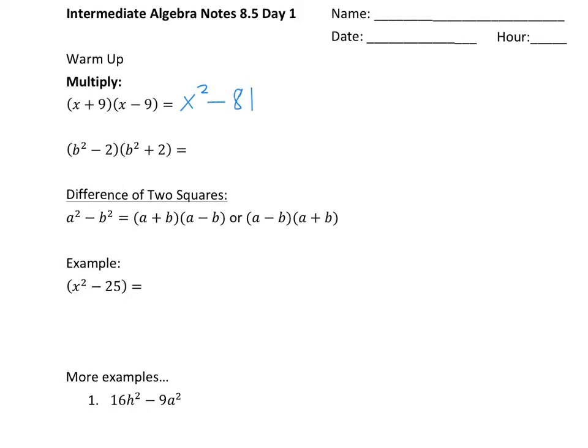Same thing below, b squared minus 2 times the quantity b squared plus 2. This is a product of a sum and difference. So I'll square my first term and get b to the fourth, and then negative 2 times 2 is negative 4, and my middle terms cancel out.